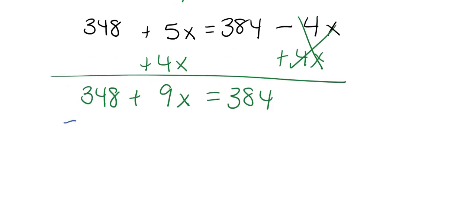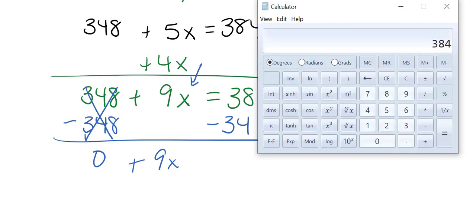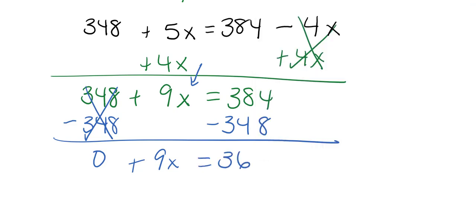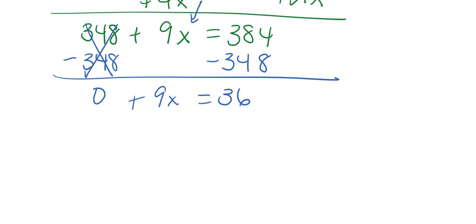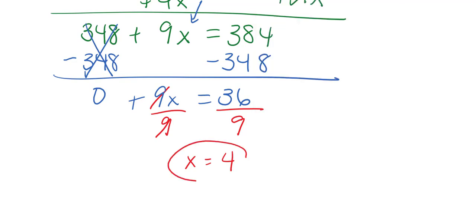Then our next step would be to subtract 348 on both sides. This way we can write the variable by itself, and that's why we're doing that. We're getting closer, so that just becomes 0. Now we have 9x is equal to 384 minus 348, and we can do this on the calculator, and we get 36. Then how do we get the variable by itself? We divide by 9 on both sides. So x becomes 36 divided by 9, which is 4. If you aren't sure, just use the calculator. So that's 4, and that would be our solution.